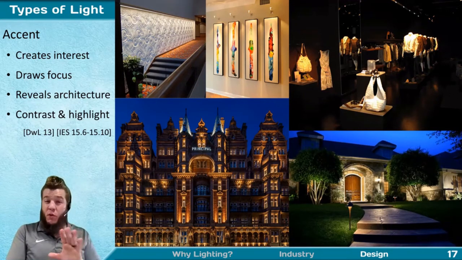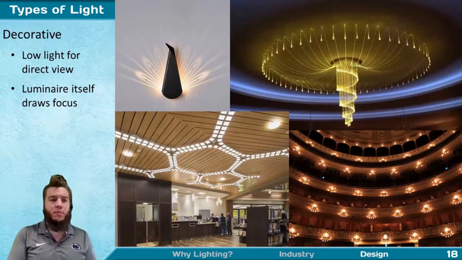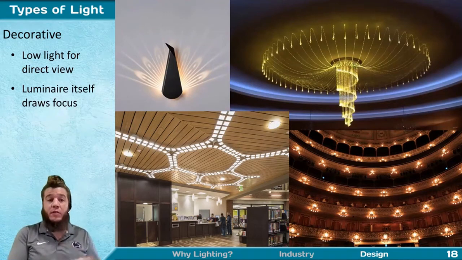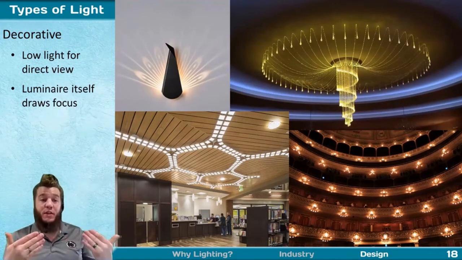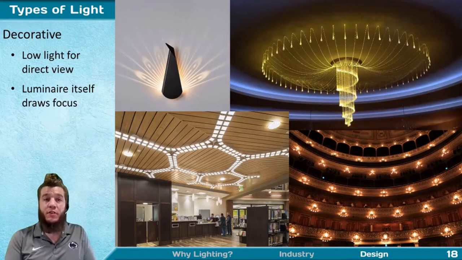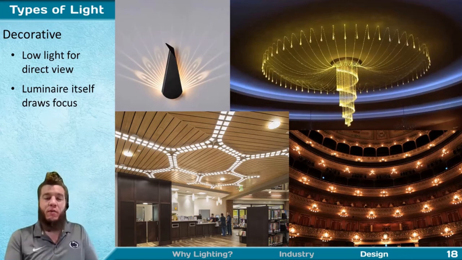So to those core 3, I want to add 2 more types of light that are worth mentioning, but are less crucial to the practice of architectural lighting design, and that's decorative light. When we're talking about decorative light sources, typically these are going to be lower light levels because they're intended to be viewed directly. So they're going to contribute very little to the actual illumination of a space, and instead they are the point of interest in and of themselves. For example, that peacock or that gorgeous chandelier over in the top right corner.